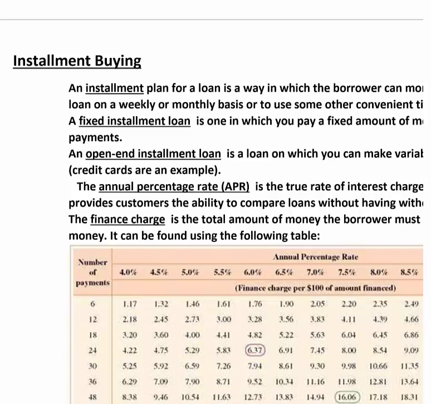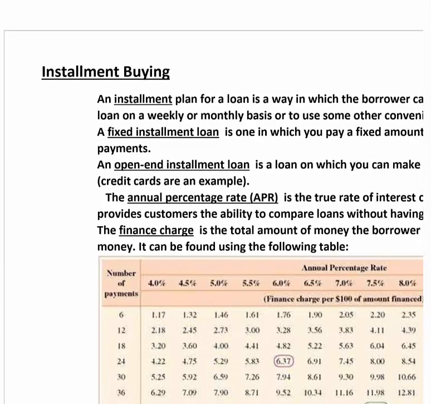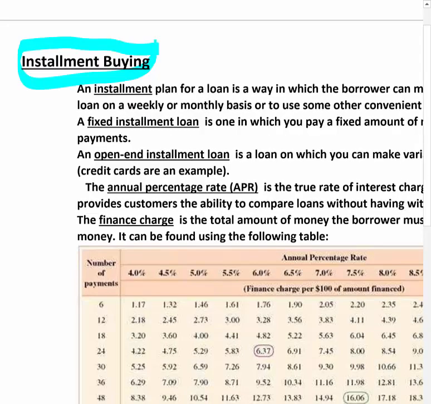Hello everyone, we're back. This section is titled Installment Buying, and we'll see what it's talking about pretty soon. This is a pretty tough section.